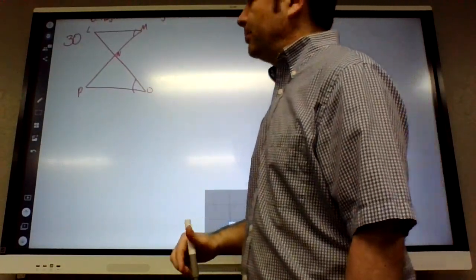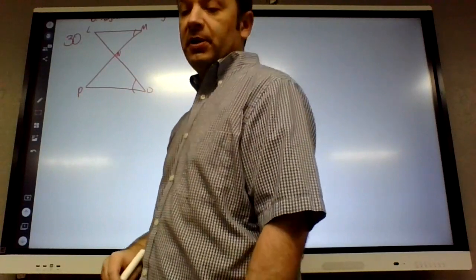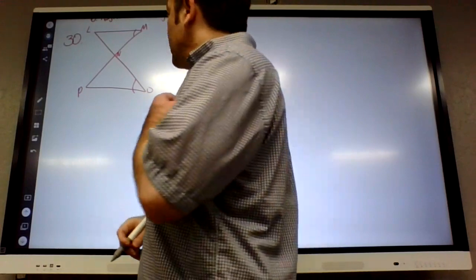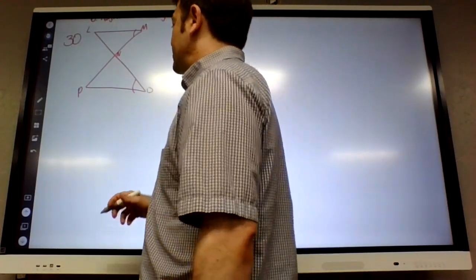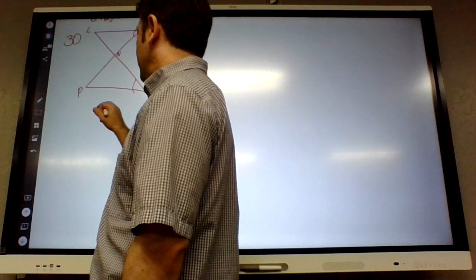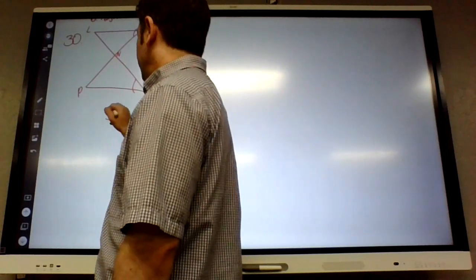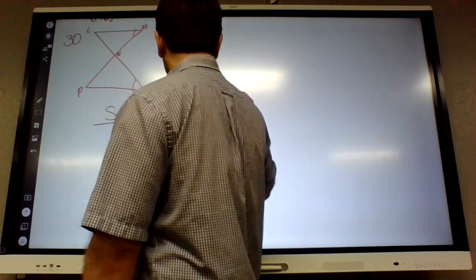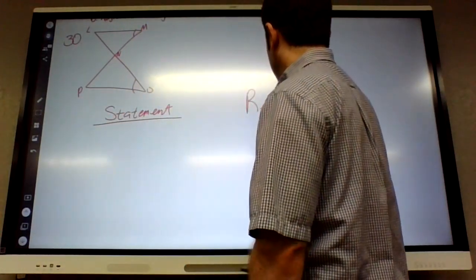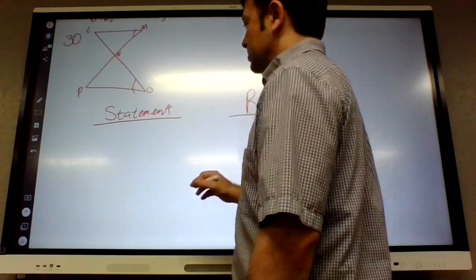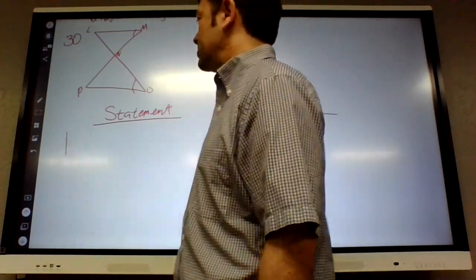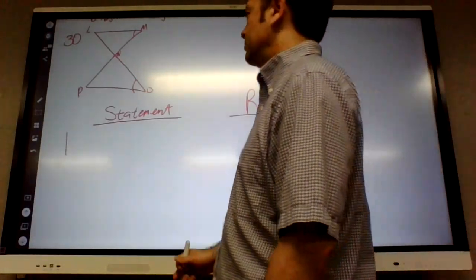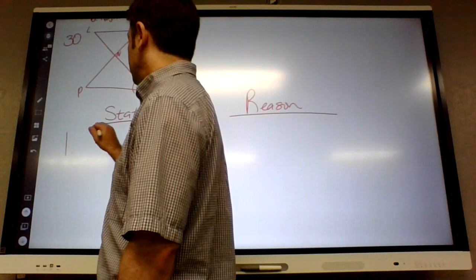Alright, so when we're trying to prove angle L is congruent to angle P. Okay, when we are writing our own proofs, what do we need to start with here? Statement and reason. It's just the way it goes every time, statement and reason. Okay, what's the statement going to be? Angle N is congruent to angle L.